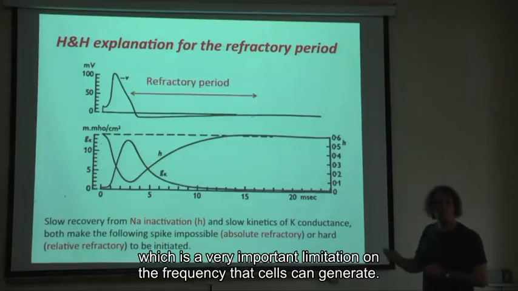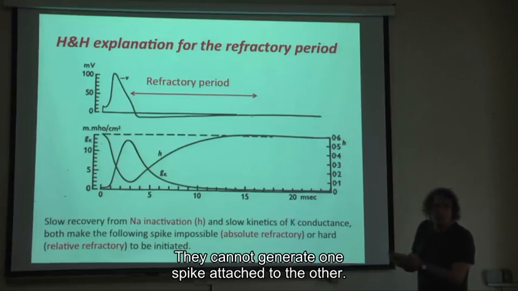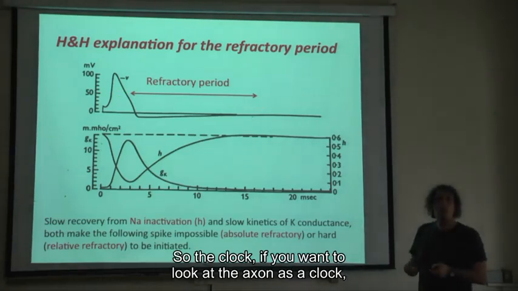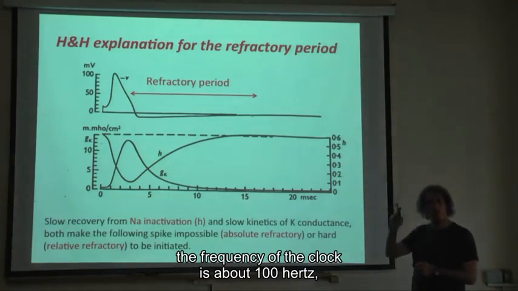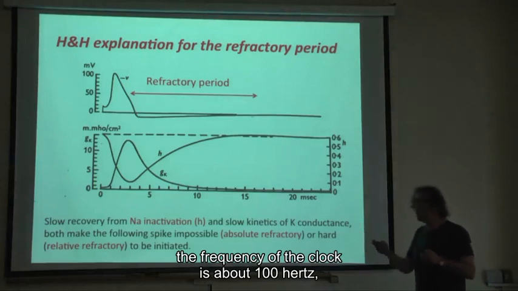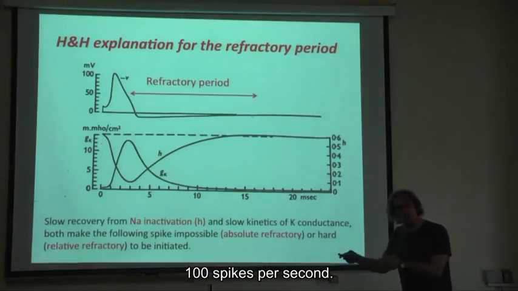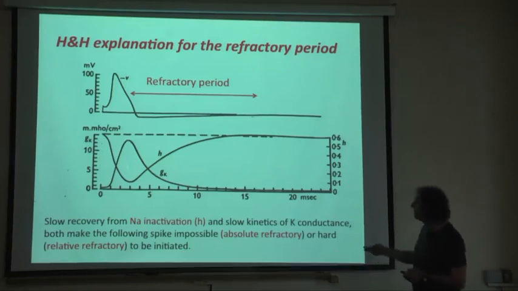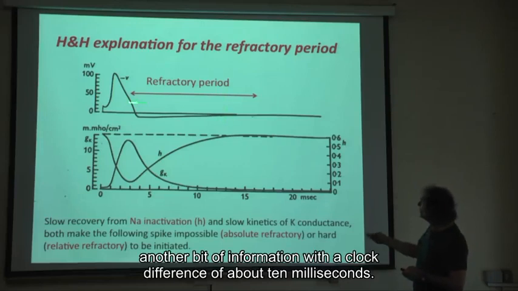A refractory period is a very important limitation on the frequency that cells can generate. They cannot generate one spike attached to the other. There will always be a difference in time between the first spike and the second spike. So if you want to look at the axon as a clock, the frequency of the clock is about 100 hertz, 100 spikes per second. Some cells can fire maybe 200 spikes per second, but they cannot fire too fast. So it's a slow clock. There is a bit of information, another bit of information, with a clock difference of about 10 milliseconds.